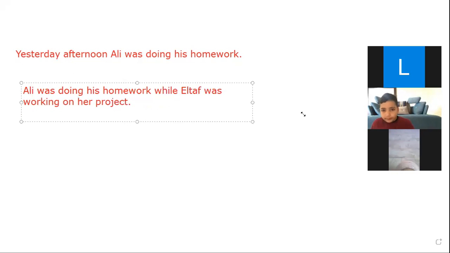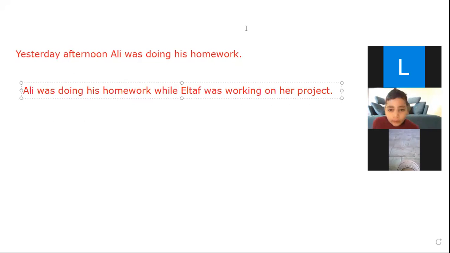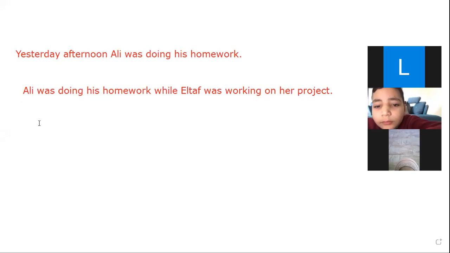So you see, guys, in the first one, we're talking about Ali only. He was doing his homework and his assignment at a certain time in the past, and it took time with him. It didn't finish immediately. At the same time, there was another action happening: Iltaf was working on her project. So in the second sentence, the two actions were happening at the same time.